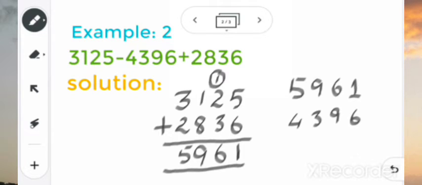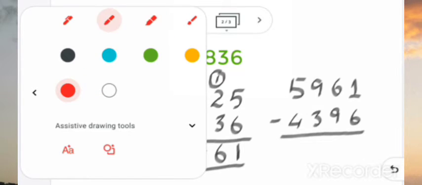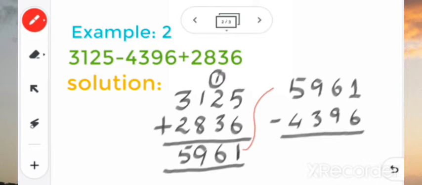4396. So these two we have to subtract. So I am writing the subtraction symbol here. So this sum only I am writing here. Okay.